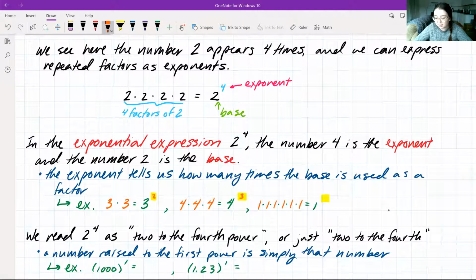Then we have 1 times 1 times 1 times 1 times 1 times 1, where 1 is our base, the actual number we're multiplying, 6 times. So our exponent is going to be 6. All we're doing is taking a number that's being multiplied by itself multiple times and finding another way to express it. Instead of a long chain of the same number being multiplied out, we can simply write the number with an exponent of however many times you multiplied that factor.